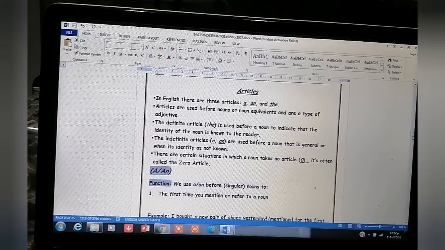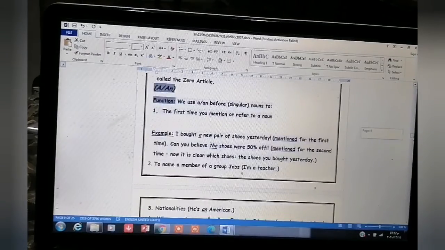Function. We use a or an before singular nouns, okay? First, the first time you mention or refer to a noun. Look at this example. I bought a new pair of shoes yesterday. Mentioned for the first time. Can you believe the shoes were 50% off? Mentioned for the second time. Now it's clear which shoes, okay? The shoes you bought yesterday.